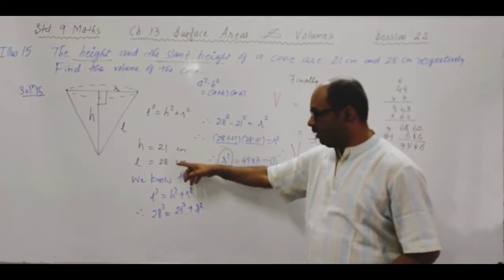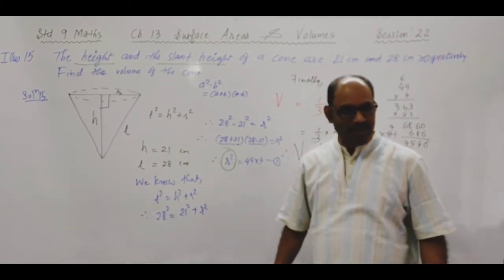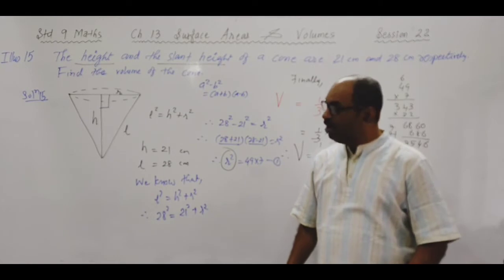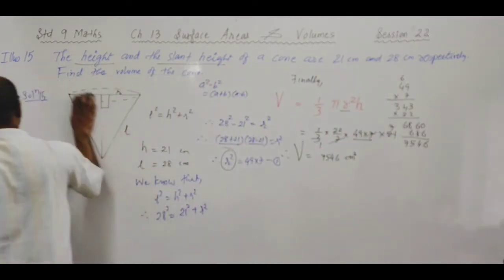7,546. Vertical height and slant height are 21 centimeter and 28 centimeter respectively. Okay, understood? So we'll see the next illustration now, and that is illustration number 16.